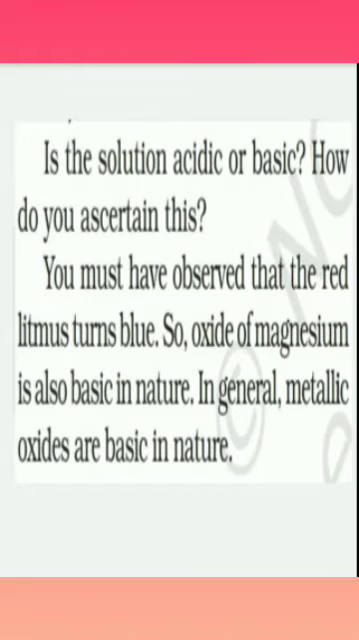So once again I recall it. Is the solution acid or basic? How do you identify this? We must observe that the red litmus paper turns blue. So oxides of iron and magnesium are also basic in nature. In general, metallic oxides are basic in nature.